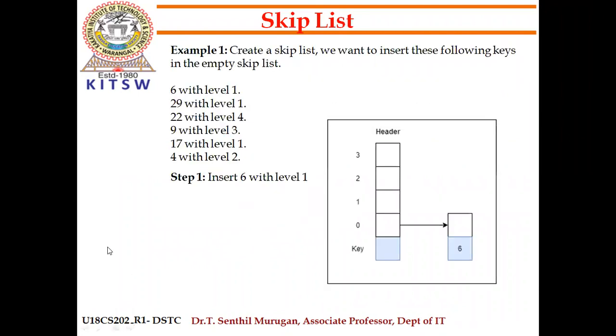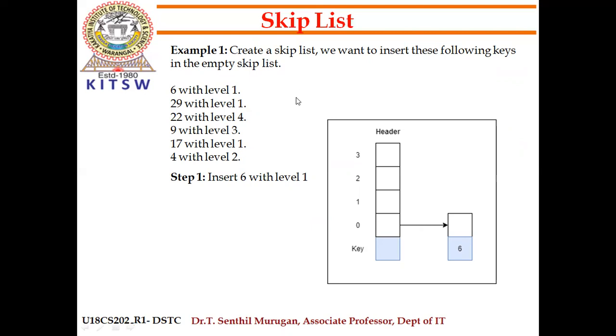Now we will take one example of how to create the skip list. As per the example, we have to use 6 with level 1, 29 with level 1, 22 with level 4, 9 with level 3, 17 with level 1, 4 with level 2. How can we create first 6 with level 1? The level 1 is indexed with 0. So the node is created with 6, at level 1.